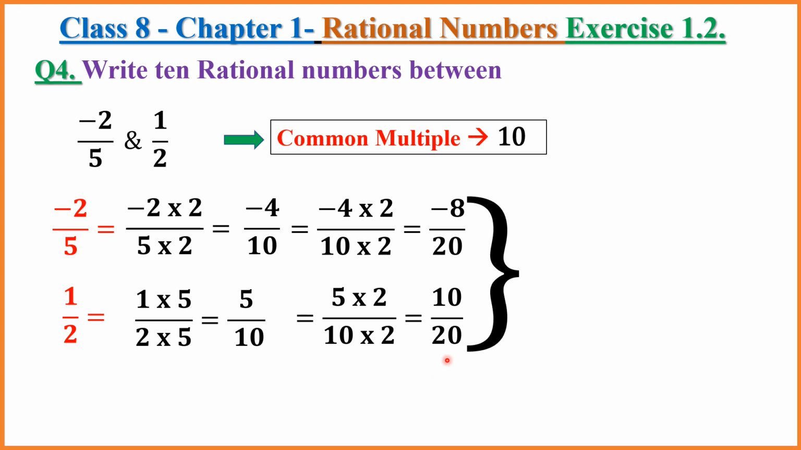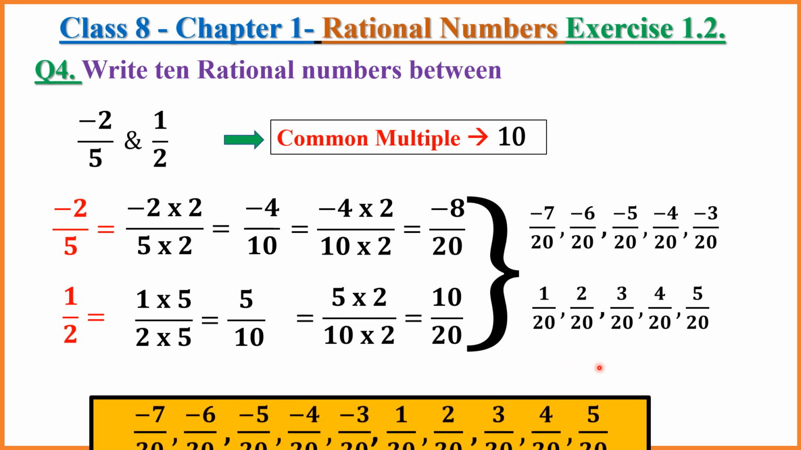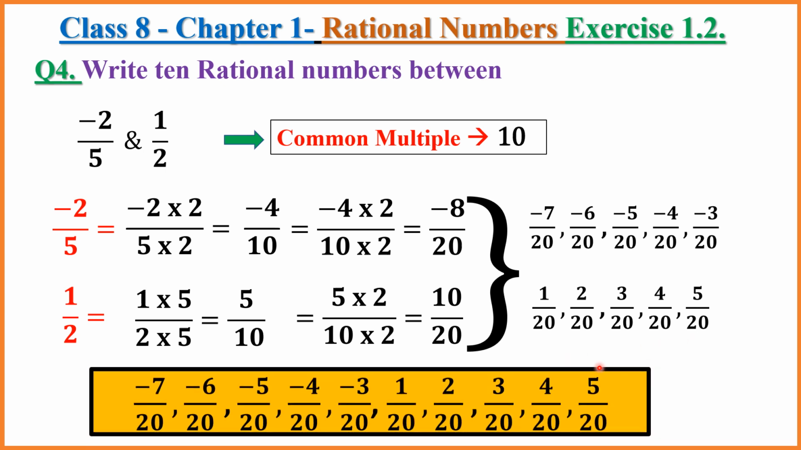Now we have to see the numbers between them. What are the numbers we are getting? Minus 7 by 20, minus 6 by 20, minus 5 by 20, minus 4 by 20, minus 3 by 20. And here 1 by 20, 2 by 20, 3 by 20, 4 by 20 and 5 by 20. So we have got 10 rational numbers between minus 2 by 5 and 1 by 2.